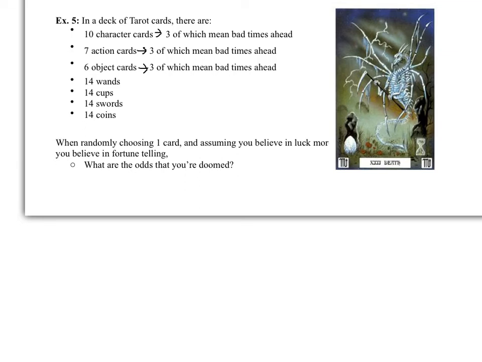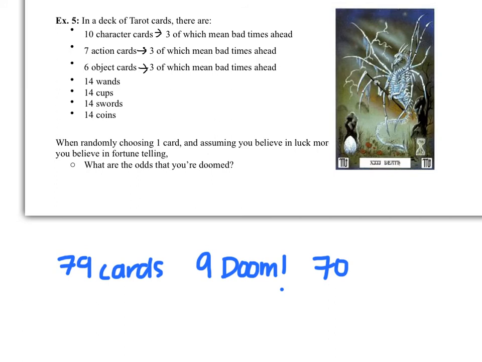Well, Miss Penna, that's a lot of cards, but if I add correctly, it looks like there's 79 cards in the deck. By my count, I think there's 9 cards which mean bad times ahead. That leaves 70 cards that seem okay. If I compare the bad times ahead to the stuff that's okay, I'll get the odds that I'm doomed. So it looks like for the odds that we are doomed, it should be 9 to 70.